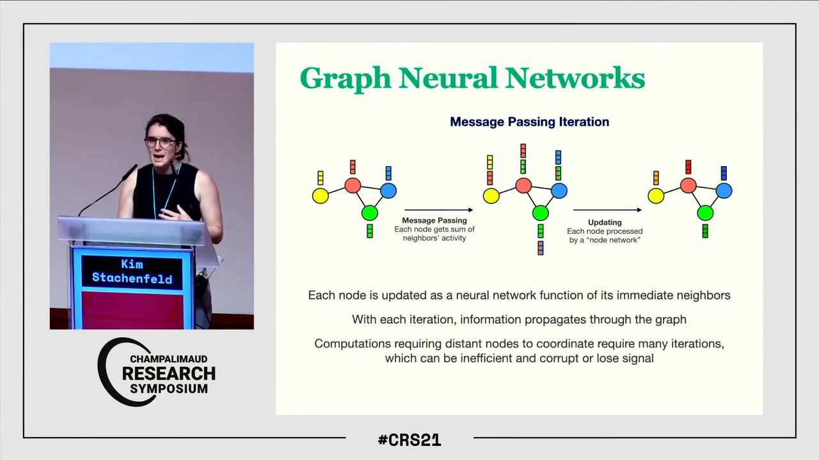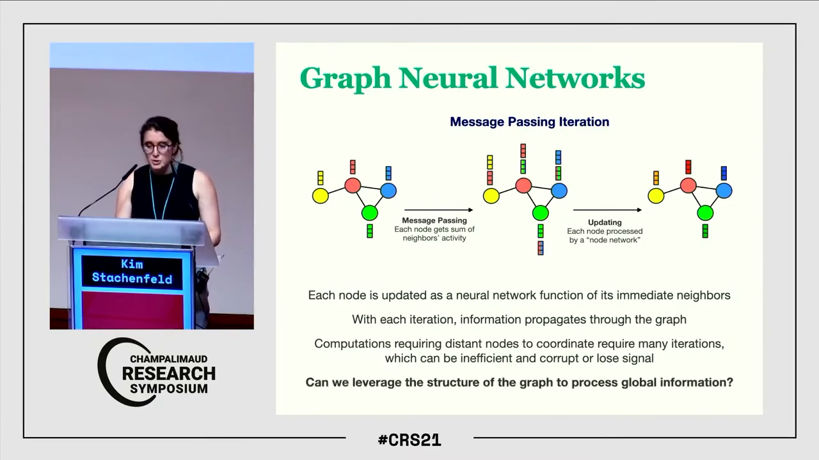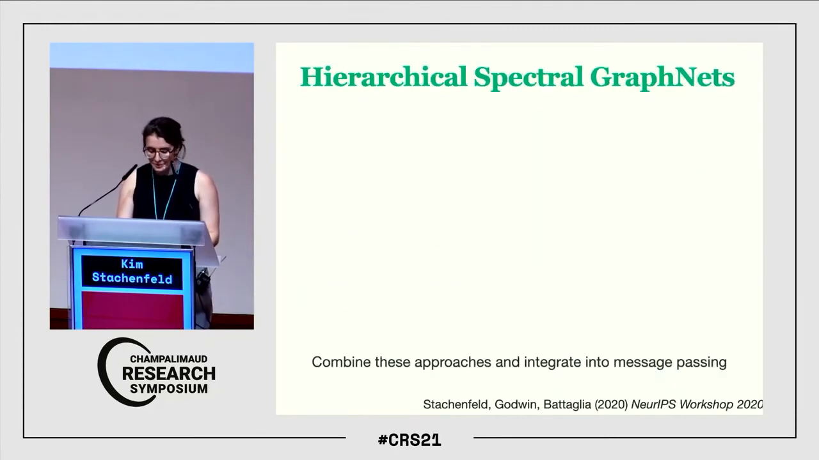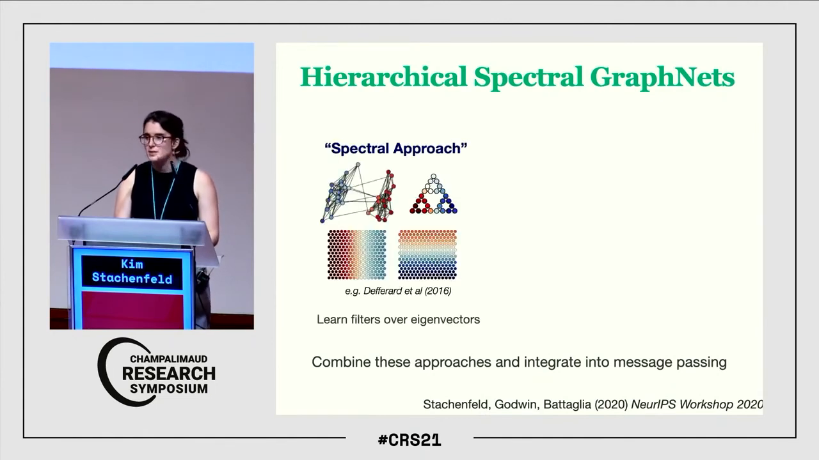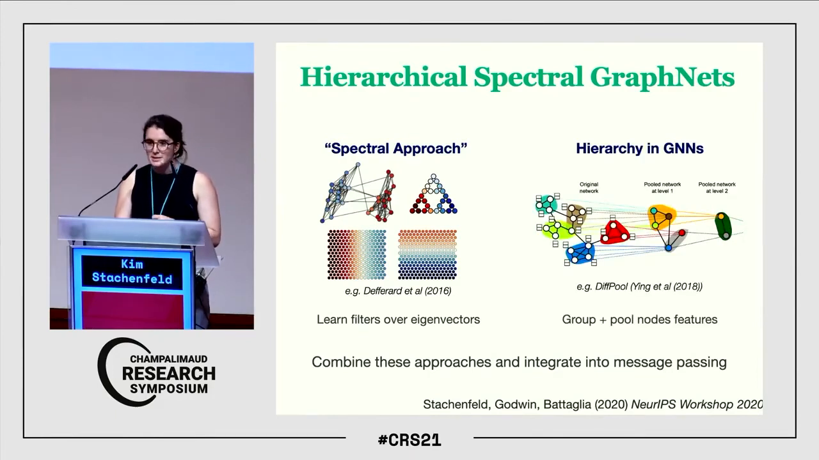The challenge of this is that computations that require distant nodes to communicate with each other require lots of message passing steps. This can basically degrade your signal and cause some problems. It can also take a long time because these message passing iterations are slow. So what we want to try and do is use the same sort of mathematical tools to leverage the structure of the graph to process global information. And to do that, we developed something called hierarchical spectral GraphNets. These combine the eigenvectors that we introduced earlier with mechanisms for instilling hierarchy in graph neural networks.